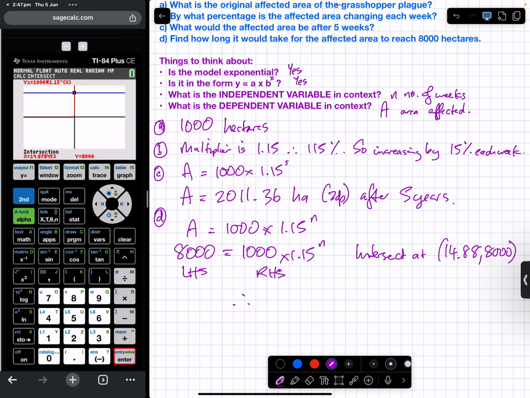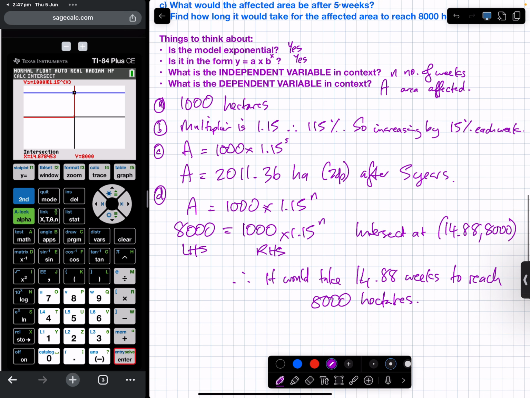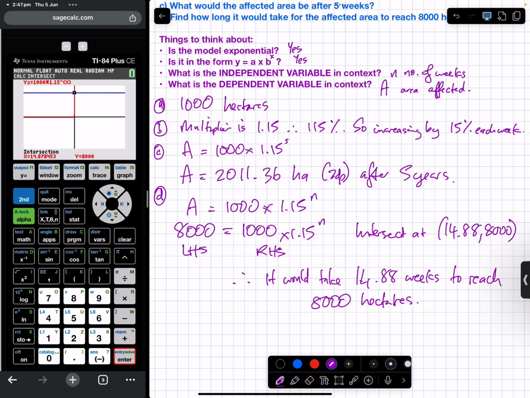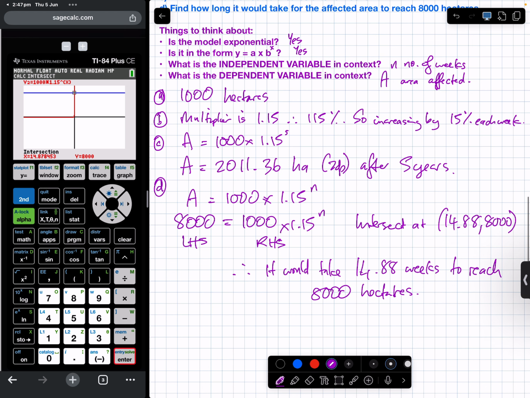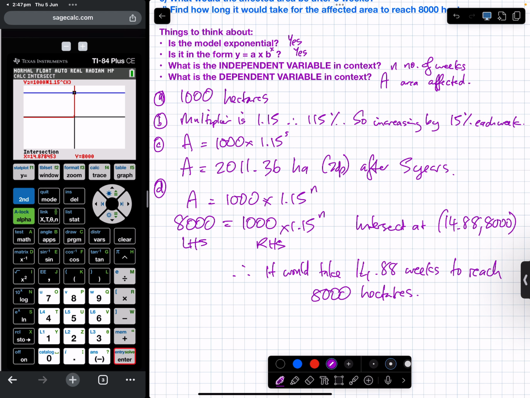So answer in a sentence. Therefore, it would take 14.88 weeks to reach 8,000 hectares. Okay? So now you've solved an exponential equation in a context that's more meaningful than just y and x. And you've seen the 4 different question types you'll be asked. That's it.